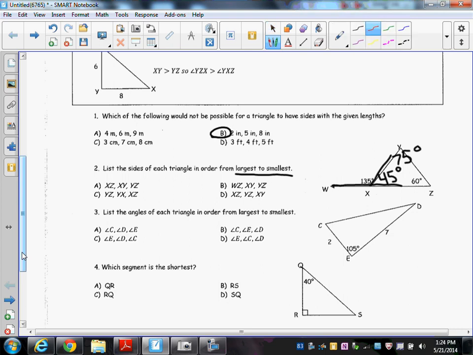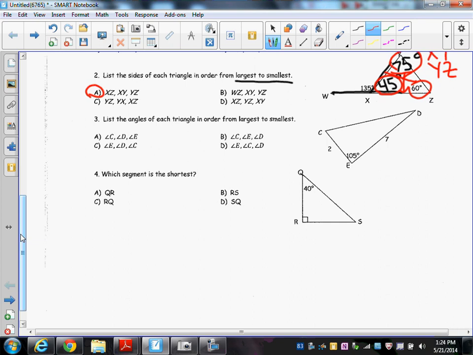So I have to order them from largest to smallest. So what we do is we take the largest angle, 75. So XZ is our largest. Then 60, XY, that's that side. And then 40, we have YZ. So I just wrote a lot on this. Hopefully it'll make more sense whenever you take a look at your paper and follow along. So XZ, XY, and YZ is letter A.